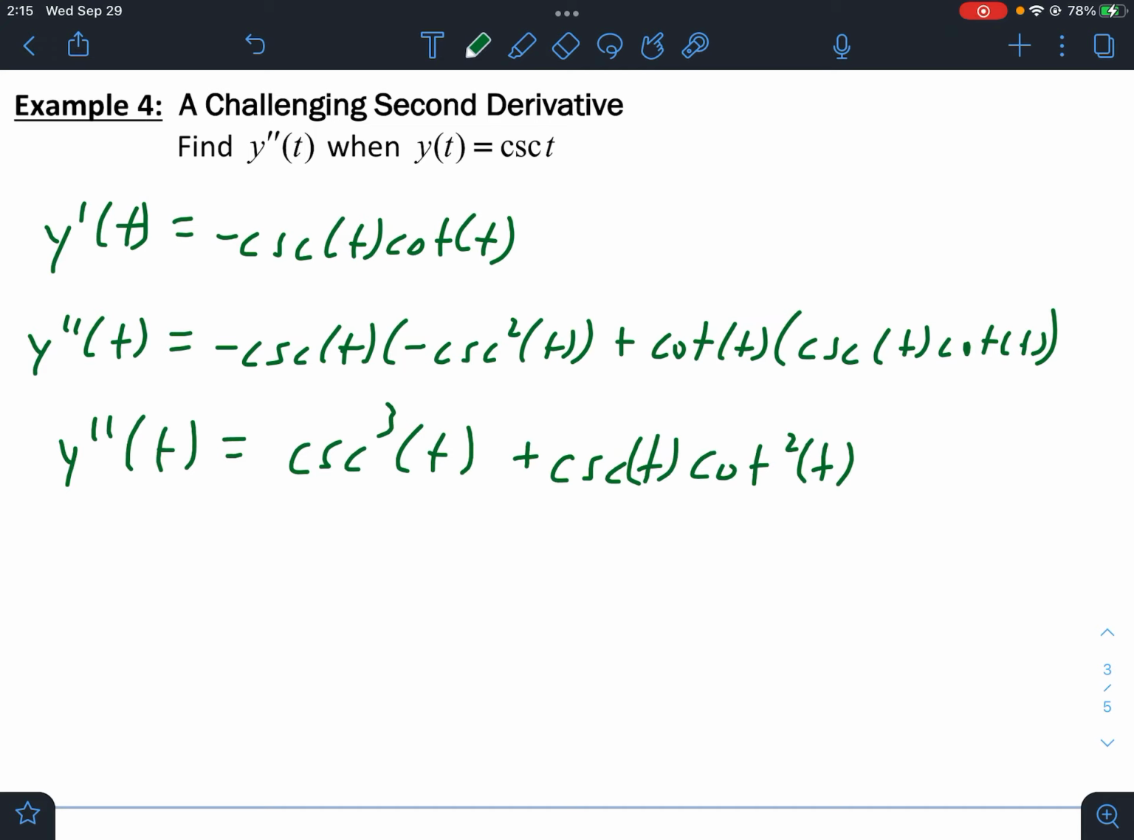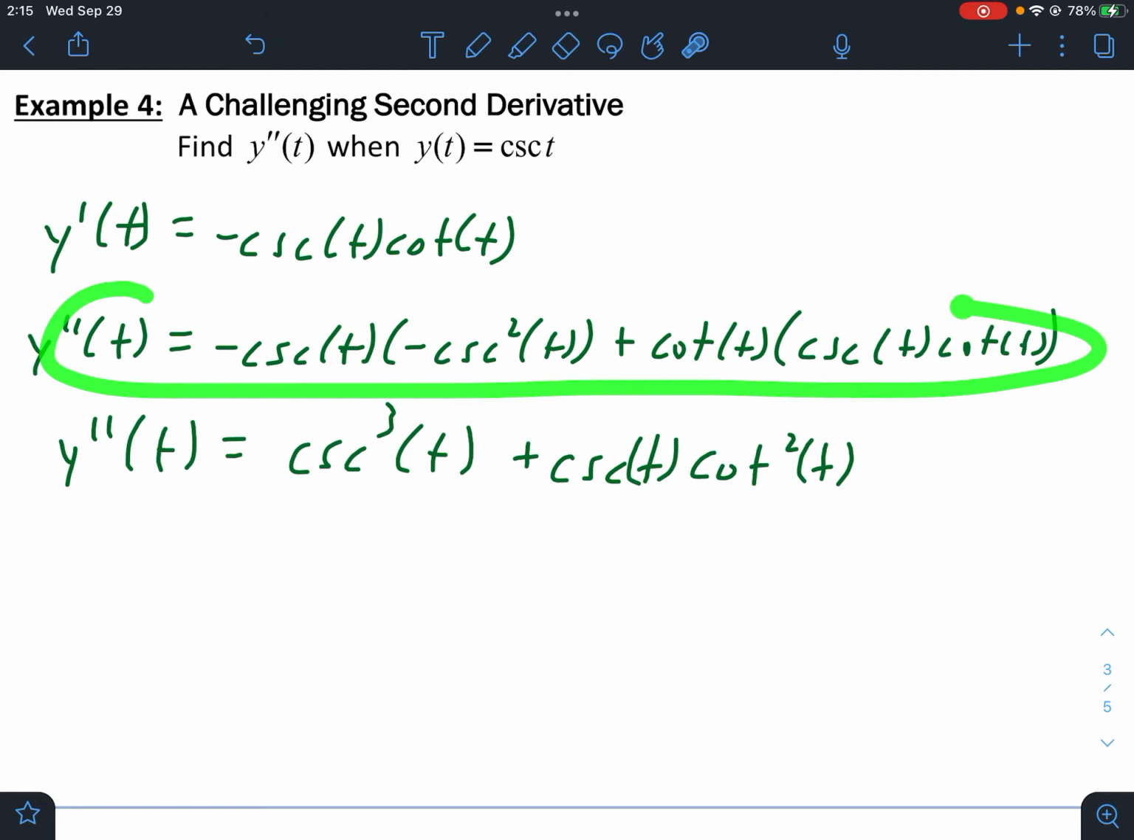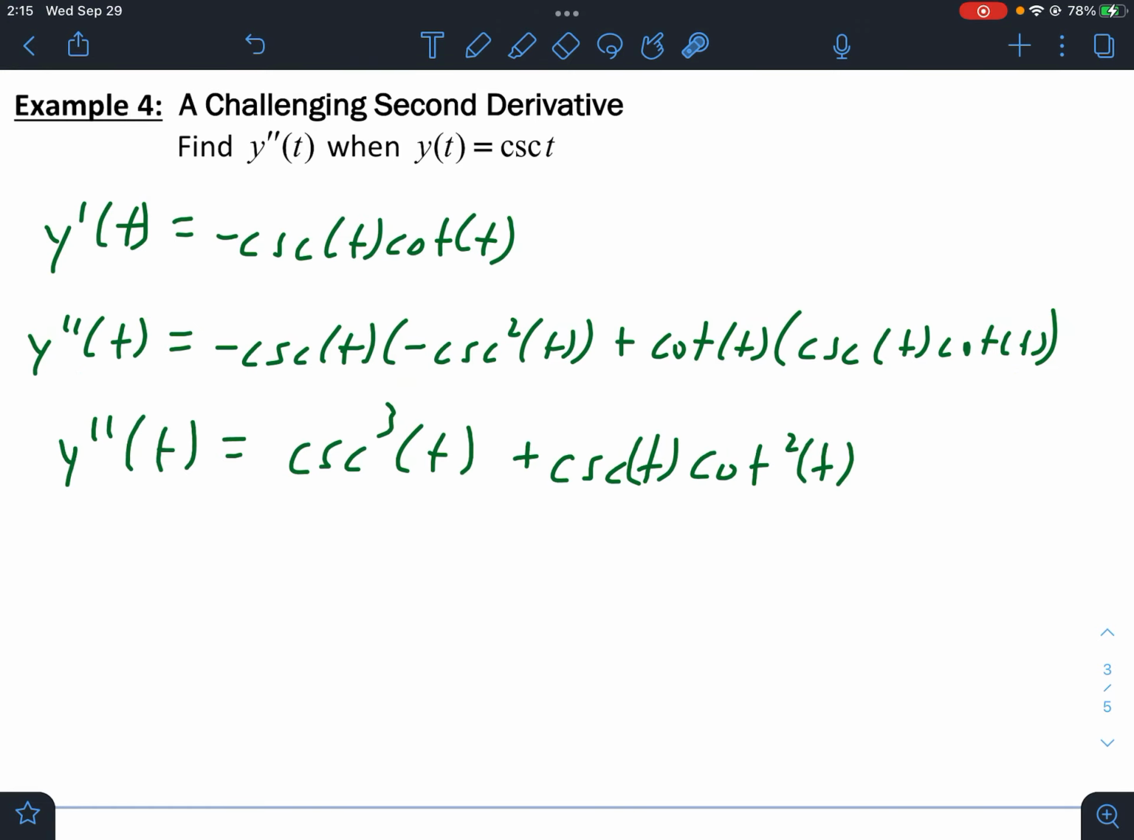And if it was a multiple choice question, maybe we could take a cosecant out of that, so it'd be cosecant times cosecant squared plus cotangent squared. But this would also be good enough for an answer to a written question here. In fact, this would be good enough for an answer for a written question.